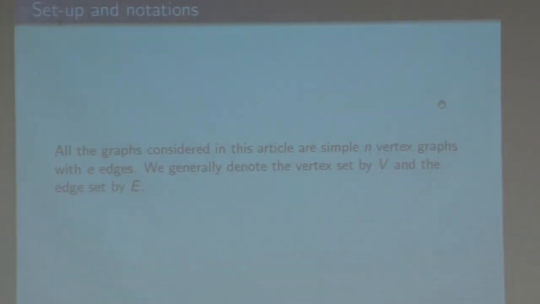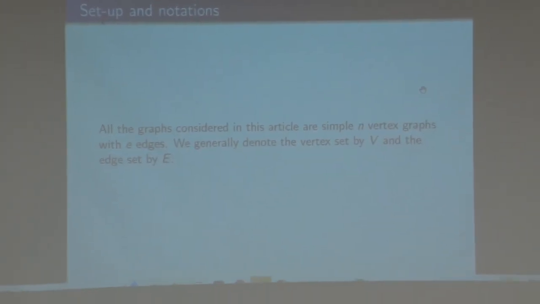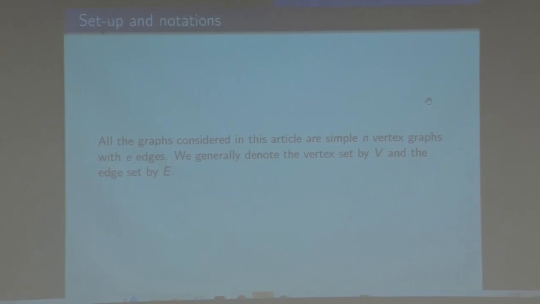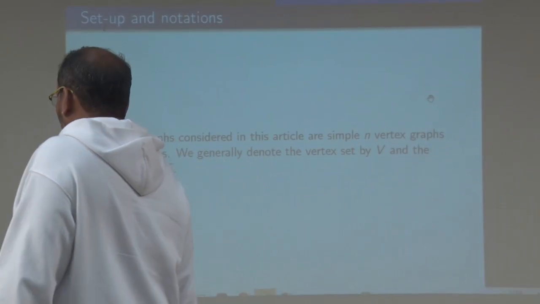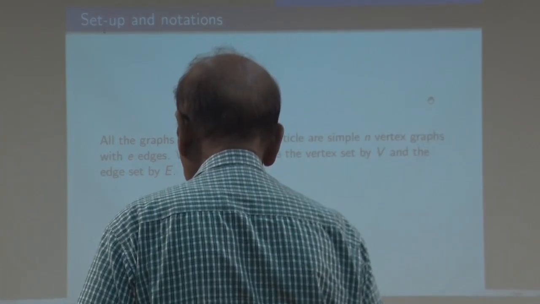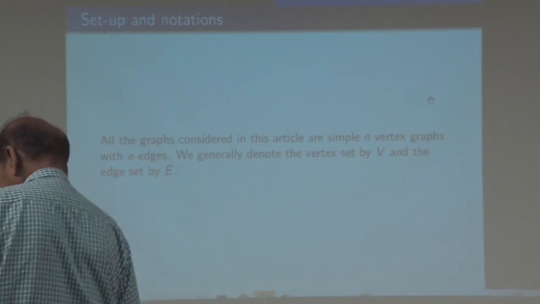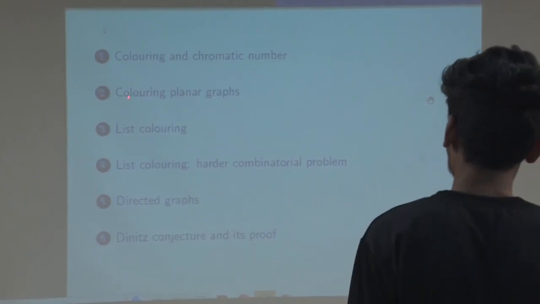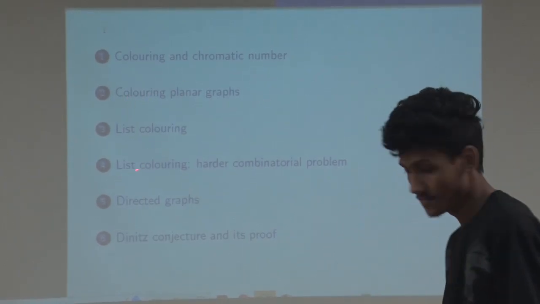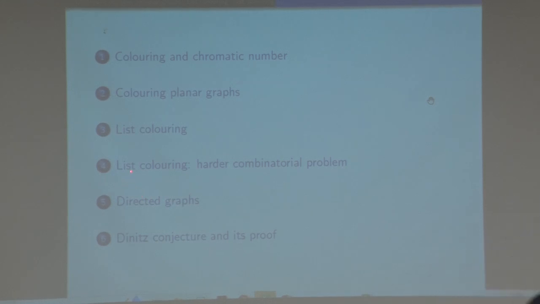Okay, so the basic setup: all the graphs have n vertices and E edges. Generally the vertex set is denoted by V and the edge set by E. This is fairly standard terminology and notation. And this is what the entire talk is going to be: coloring graphs, chromatic number, coloring planar graphs, least coloring, where we'll see why it is harder and how it is connected with the coloring question, and then directed graphs.